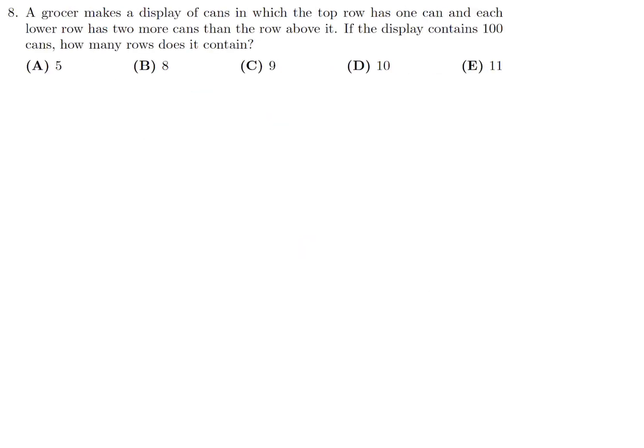A grocer makes a display of cans in which the top row has 1 can and each lower row has 2 more cans than the row above it. If the display contains 100 cans, how many rows does it contain? So in our row, we have a certain number of cans. So the first row, we've got 1 can. Second row, we have 2 more than that, so that's 3 cans. Third row, we have 2 more than that, 5 cans, and so on, right?